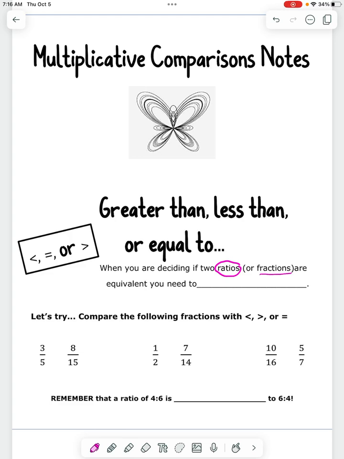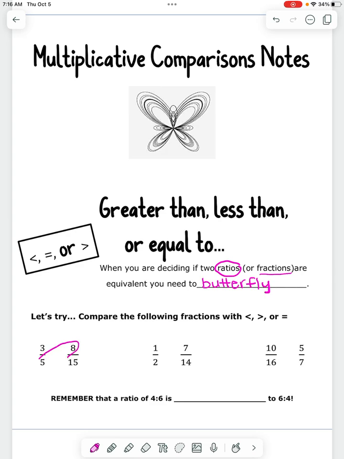If they are equivalent, we can decide that by butterflying those two things. So if we need to see if they are equivalent, we can butterfly. So let's practice that down here. I have 3/5 and 8/15, and I want to see which one of those is bigger. So I am going to butterfly.